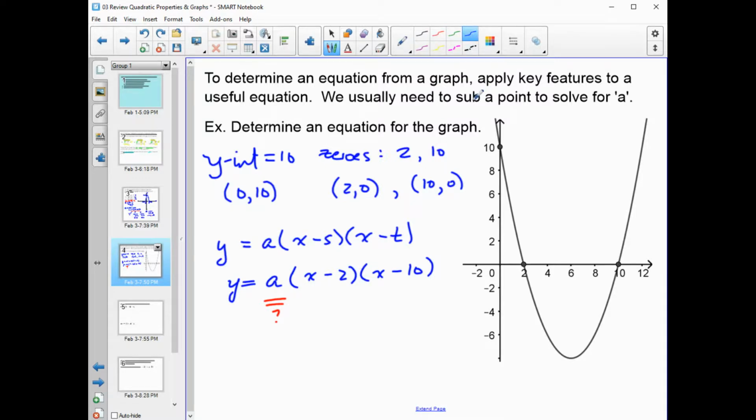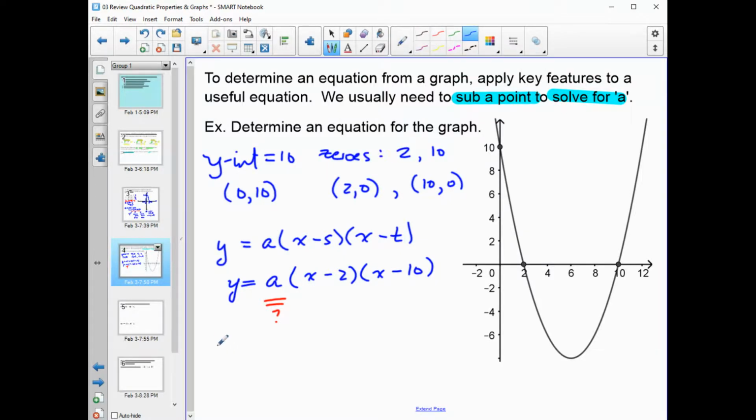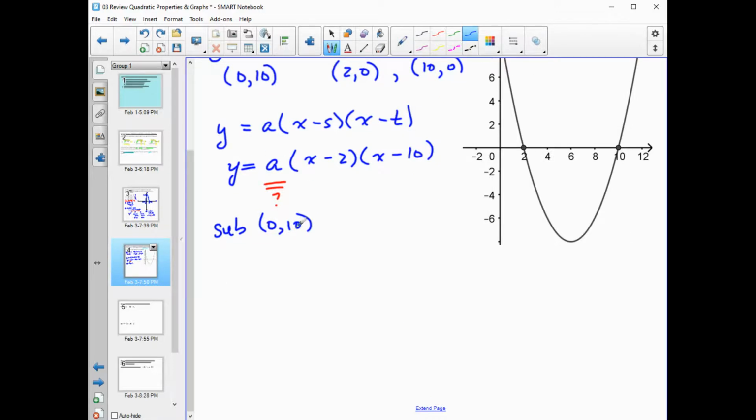So in order to resolve that, and I say that right here, we're going to sub a point to solve for a. And so that's what we're going to do now. And the point I'm going to sub is, I can't use a point that I've already used to fill in the equation. So I can't use either of these zeros because the zeros are all used up. And so I'm going to sub the other point that I know, which is the y-intercept, which is at 0 comma 10. The y coordinate is 10. So where I had a y before, I'm going to put 10.